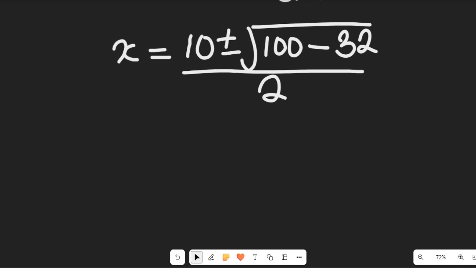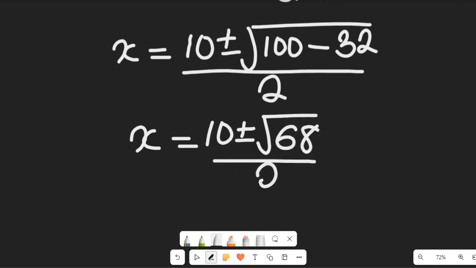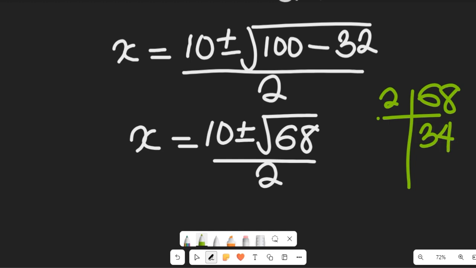So from all these, we're going to find out that the value of our x will be equal to 10 plus or minus the square root of 100 minus 32, which is going to give us 68, divided by 2. Now we're going to simplify 68 so as to find a perfect square out of that 68. If we simplify 68, what will it give us? 2 in 68 is going to give us 34, right? 2 can still go in 34 to give us 17.